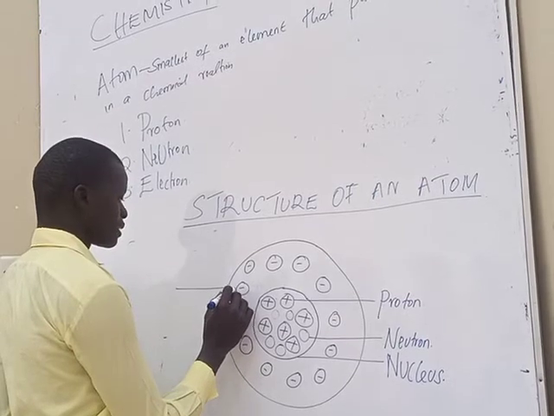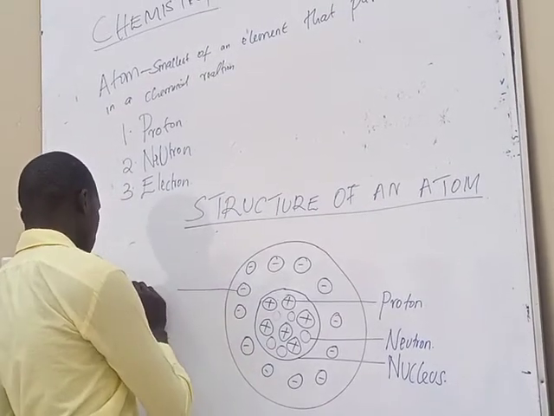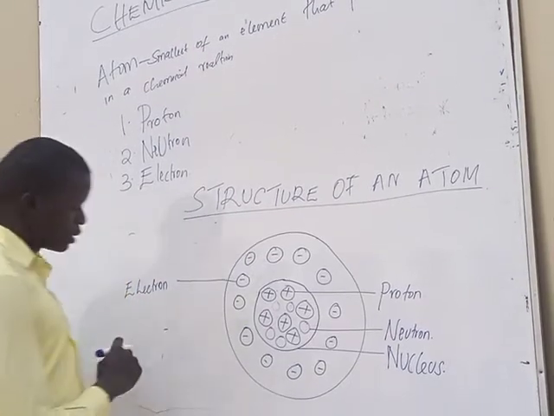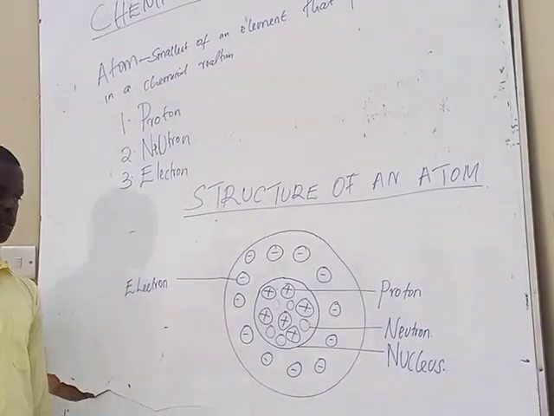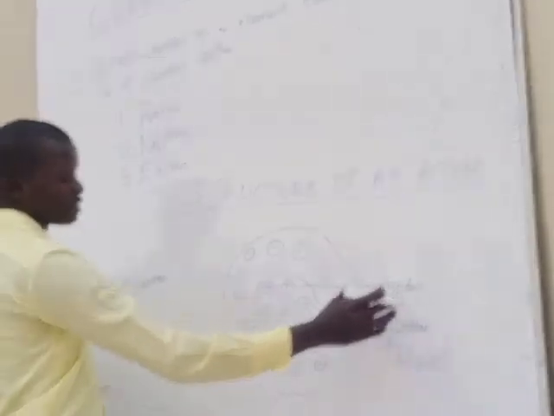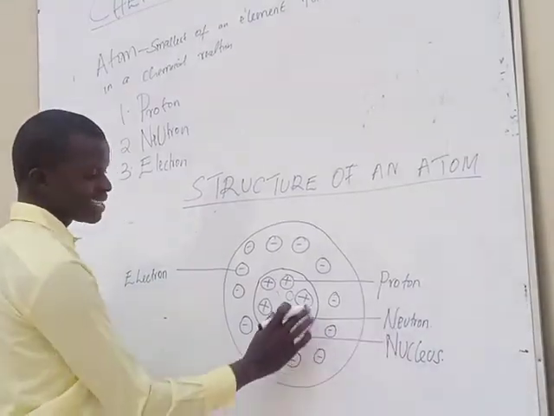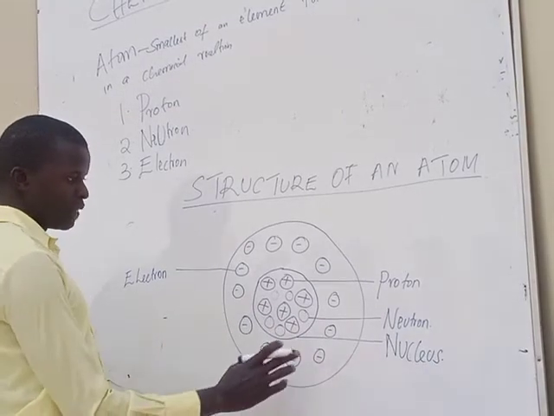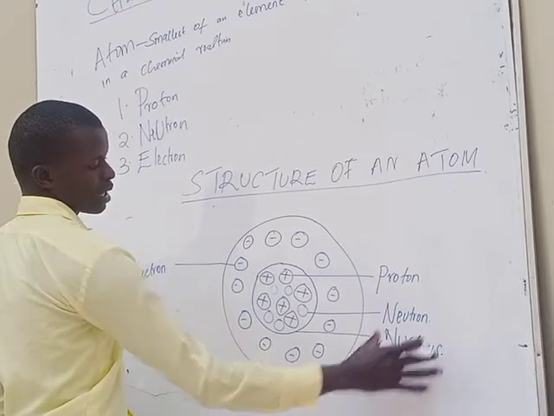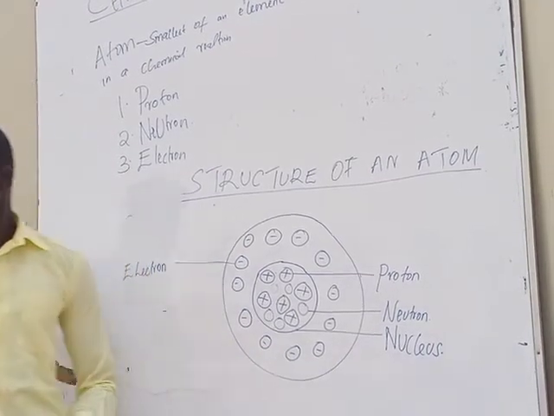We'll have it as electrons. Those are now the electrons. Electron having negative charge, proton having the positive charge, then neutron lacking charge, they are neutron. Then the neutron and the proton together, they are found in the nucleus, which is the center of the atom.